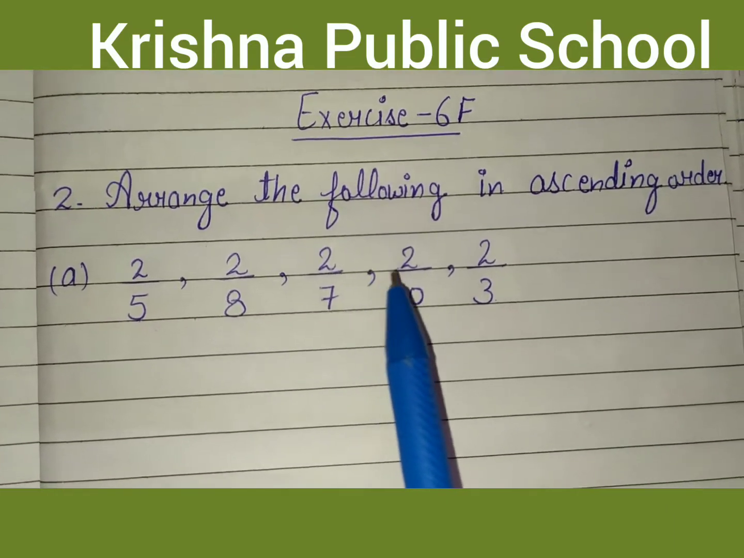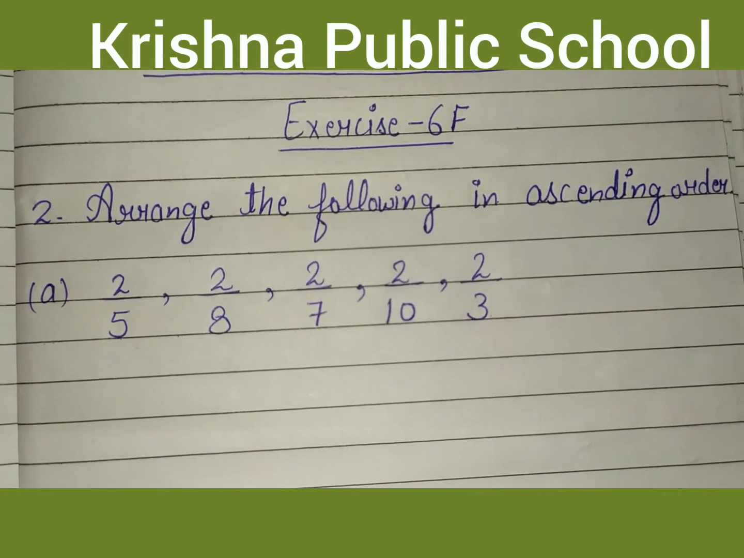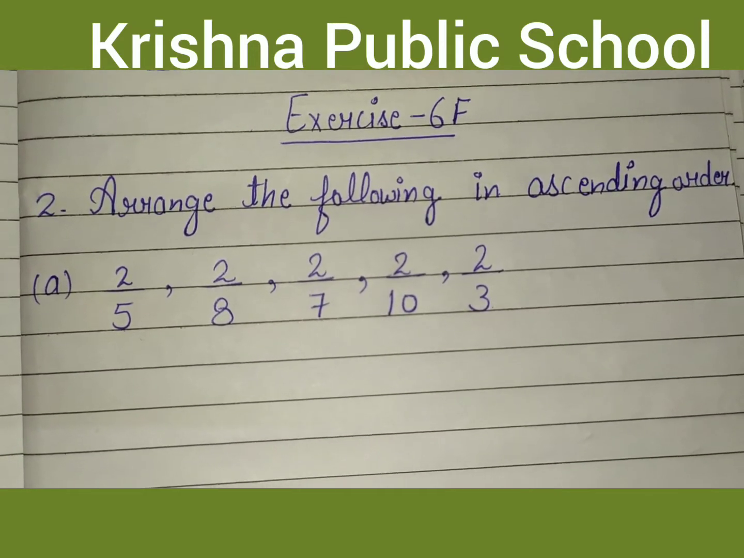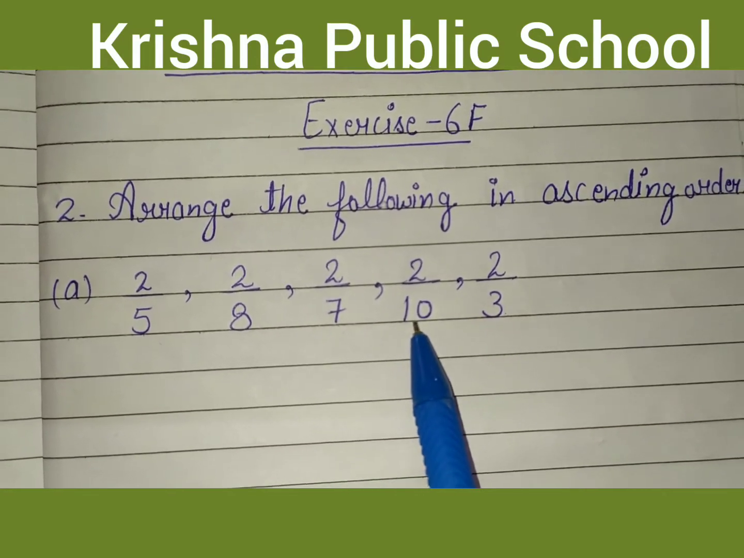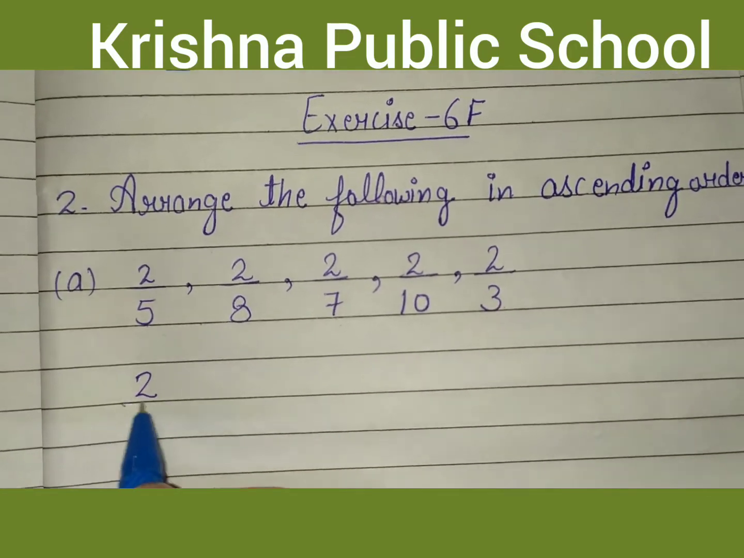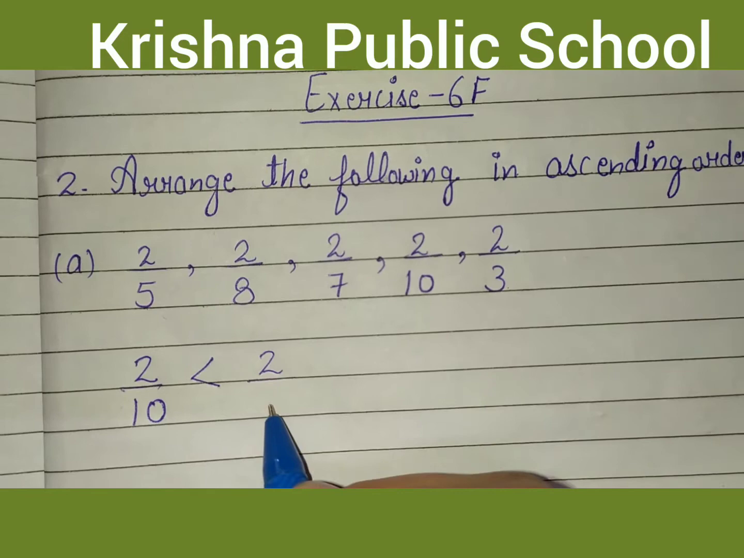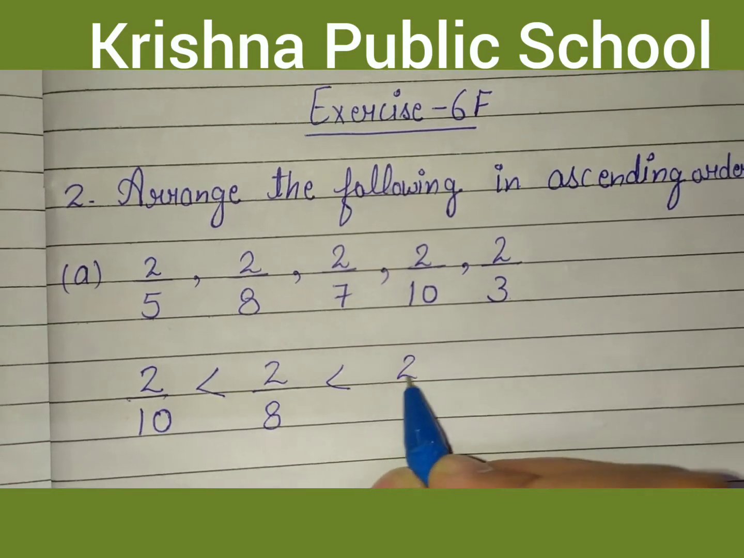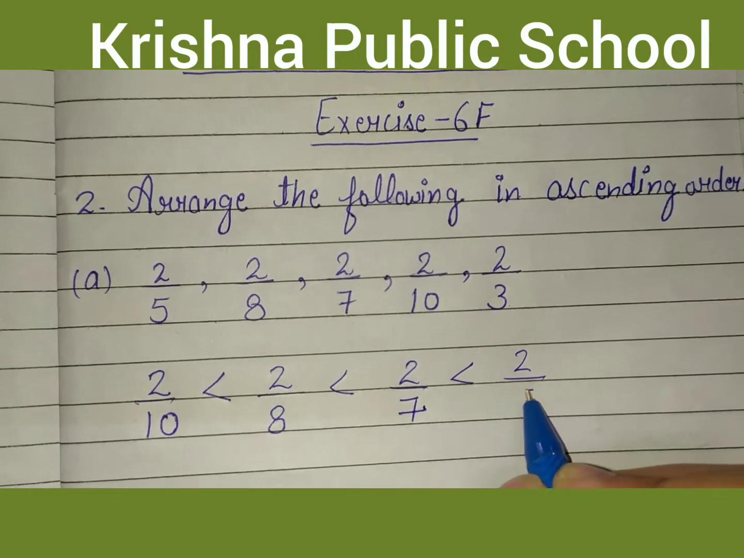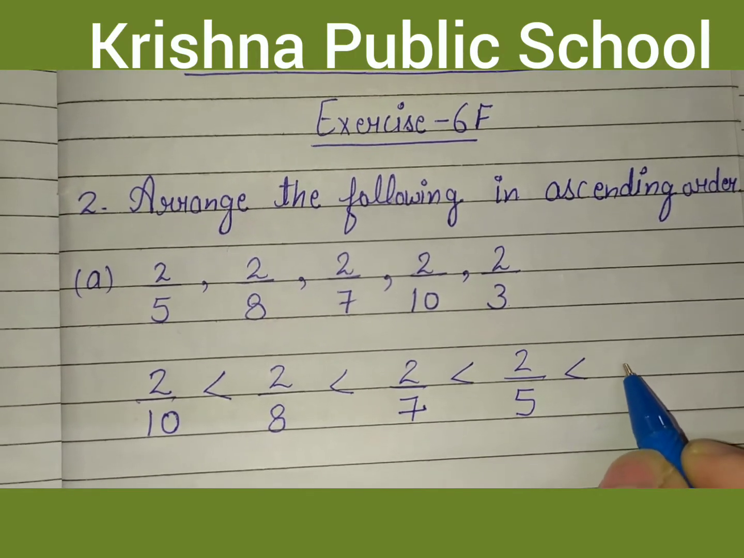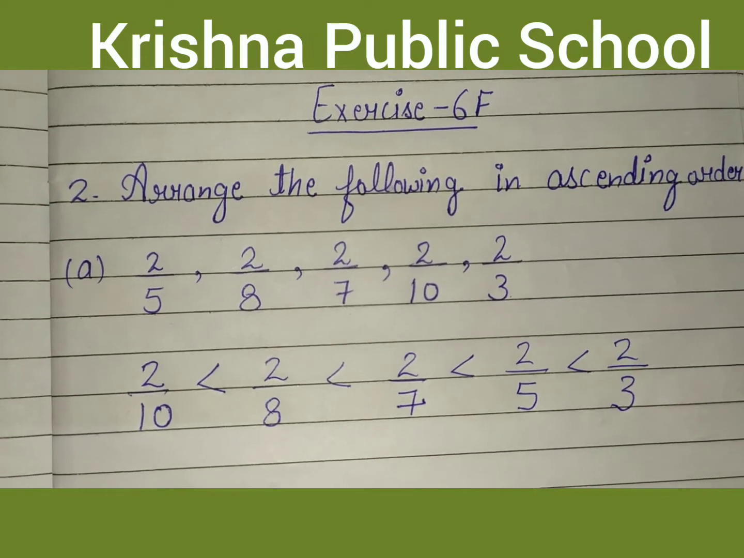Firstly, you arrange the following fractions in ascending order. The ascending order is moving from the smaller number to the largest number. Firstly, find the smaller number. The smaller number is 2 upon 10. Write 2 upon 10. Then write 2 upon 8. Then write 2 upon 7. Then write 2 upon 5. And the largest fraction is 2 upon 3. Write 2 upon 3. This is the answer.